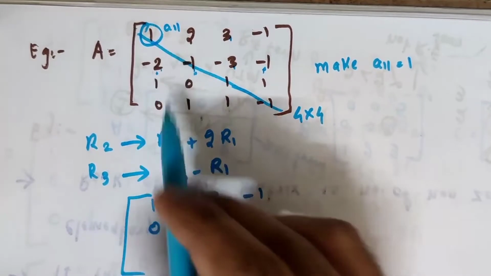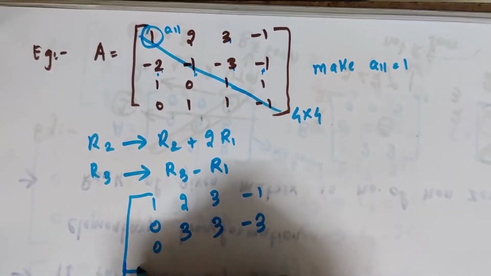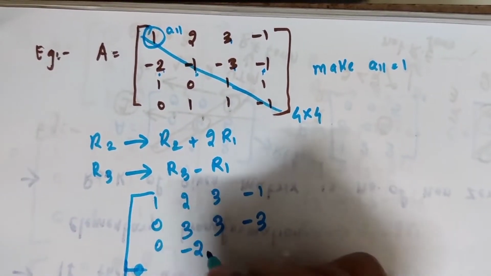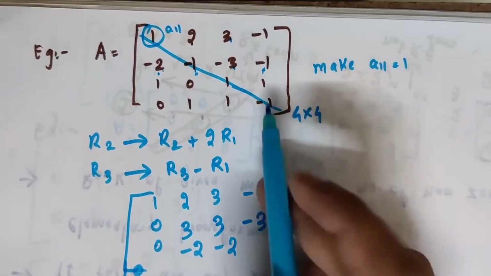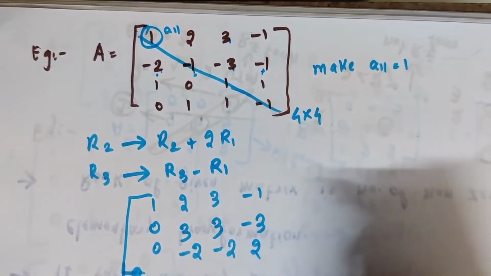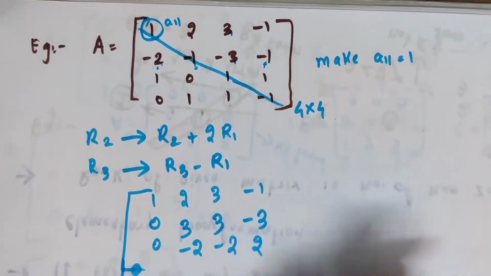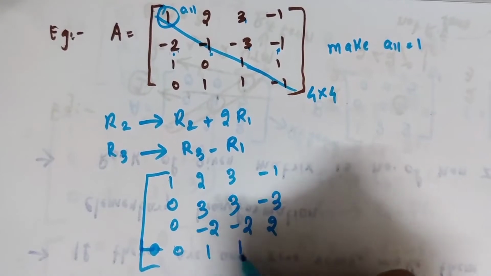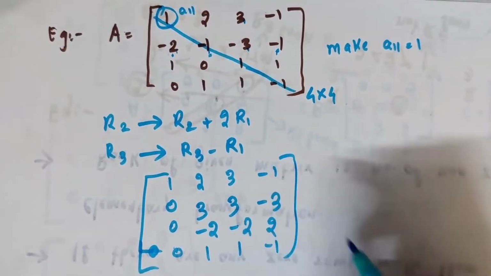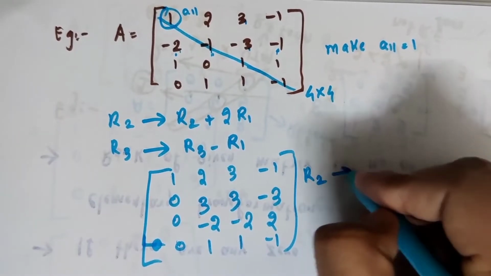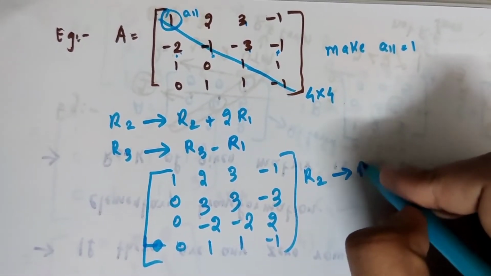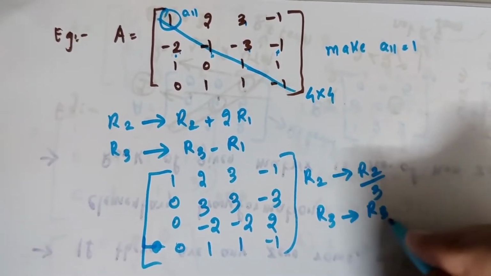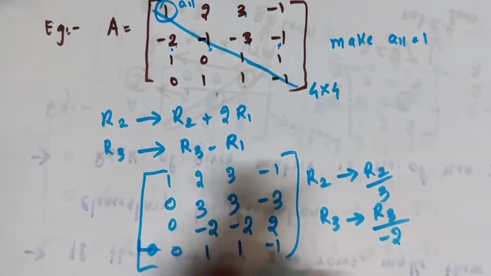R3 minus R1: 1 minus 1 is 0. Then 0 minus 2, this is minus 2. 1 minus 3 is minus 2. 1 minus of minus 1 is plus 2. Yeah, we are getting some sort of pattern here. This is 0 1 1 minus 1. Now what I will do is multiply R2 by 1/3, and change R3 as R3 by minus 2. Let me see what will happen.